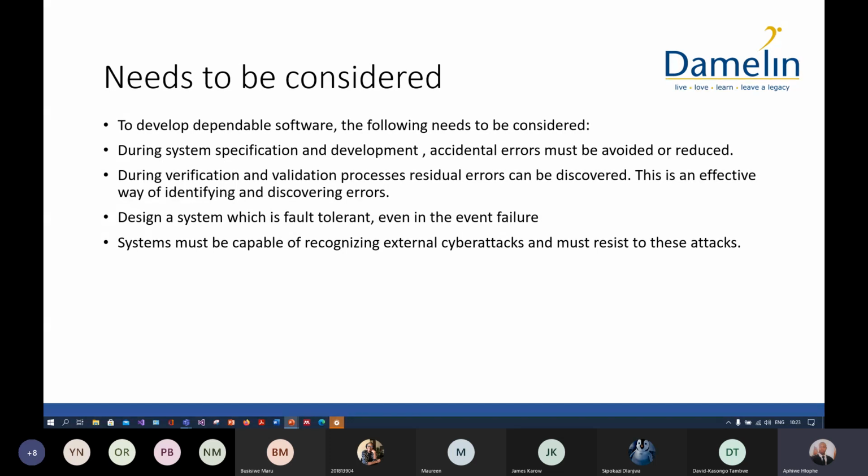Systems must be capable of recognizing external cyber attacks and must resist these attacks. Okay, so the system must be able to fight back to some extent, because there are a lot of cyber attacks out there.